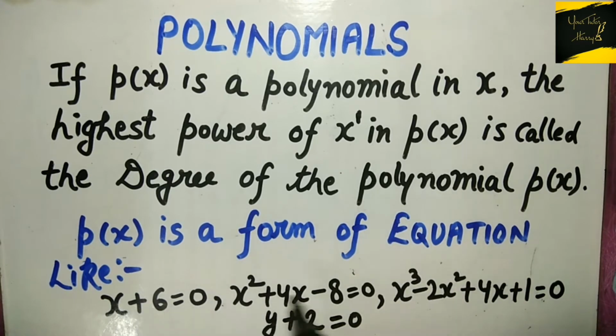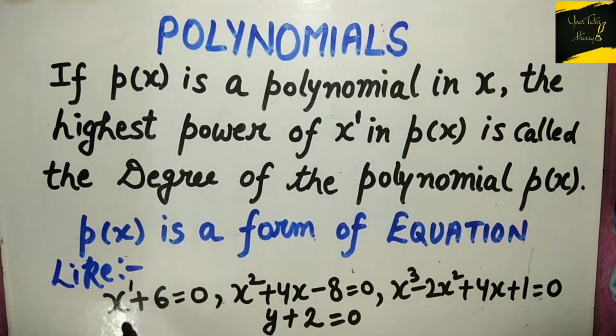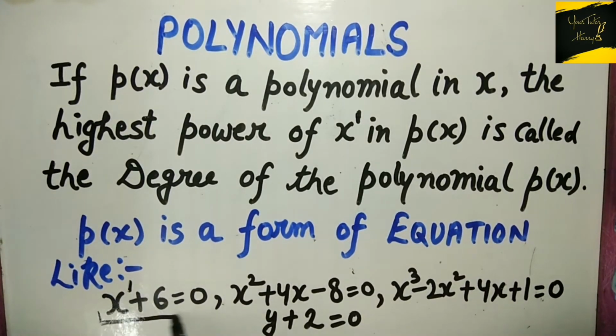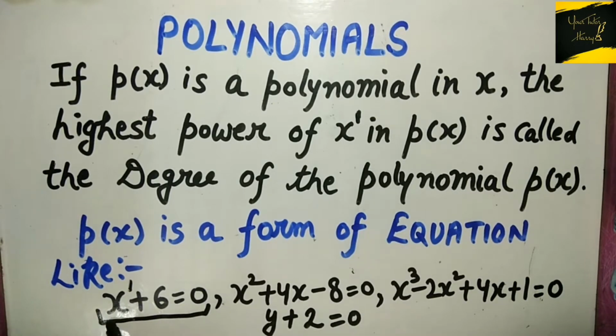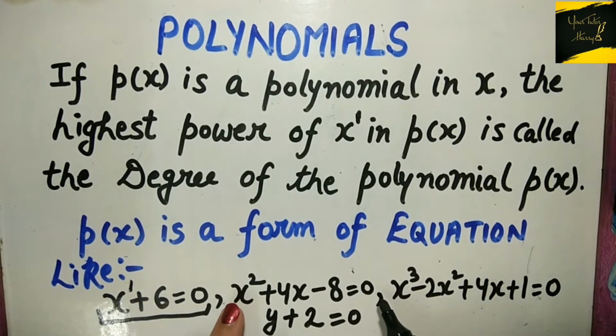So friends, let's start with the degree of polynomial from the below examples. As I have written, x plus 6 is equal to 0. This is a polynomial, or you can say this is an equation. It contains x but having degree 1. So in this equation, what is the highest degree of x? That is 1. So let's move toward the other equation.